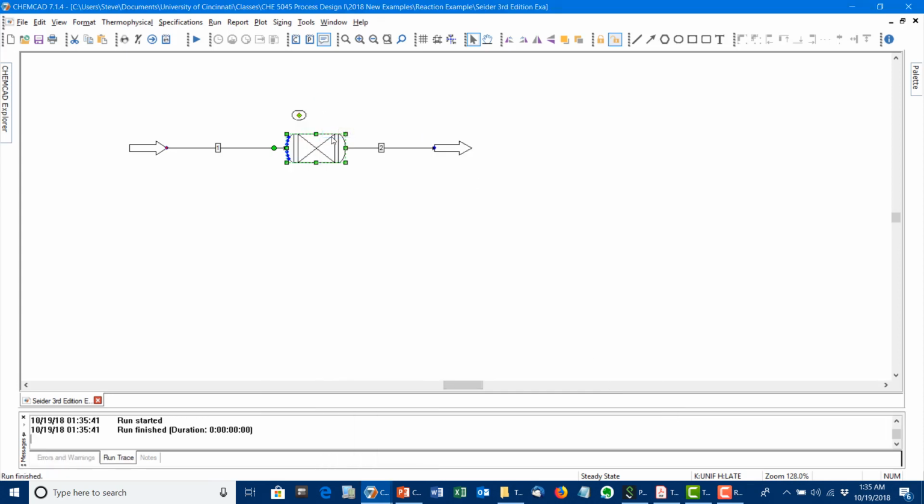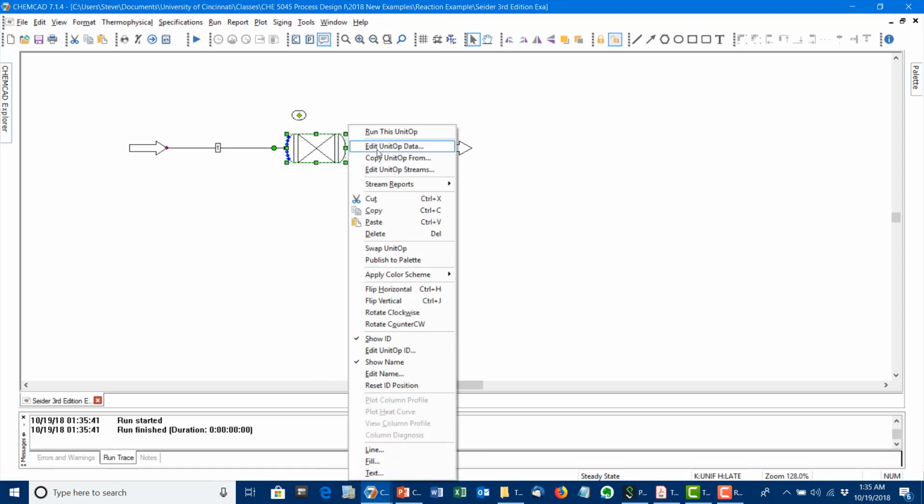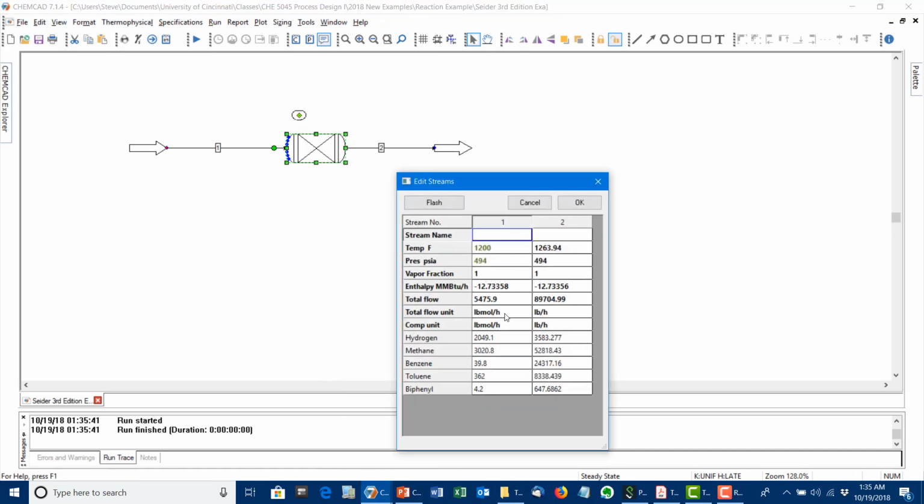I can run the unit operation. And if I look at the streams around it, let's put this in molar units. And you can see that I have converted 75% of the toluene. I've got 25% of it left. So that's how the kinetic reactor module works for this relatively simple problem.